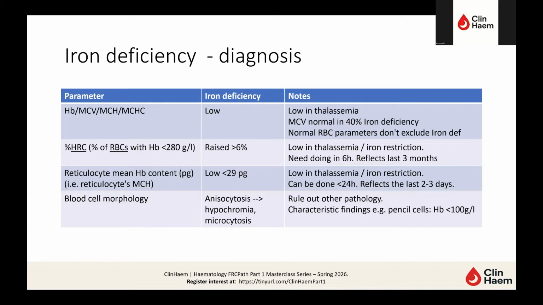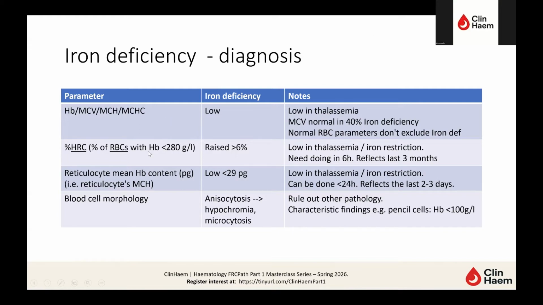And of course, the most important thing is blood cell morphology. In iron deficiency, you start with anisocytosis, which is different shapes, different sizes of the red cells, and then progressively they become hypochromic and microcytic. It's important to rule out other pathologies, but characteristic findings for iron deficiency are things like pencil cells. They're usually not present until the hemoglobin drops below 100. So you cannot use it exclusively to rule out iron deficiency.